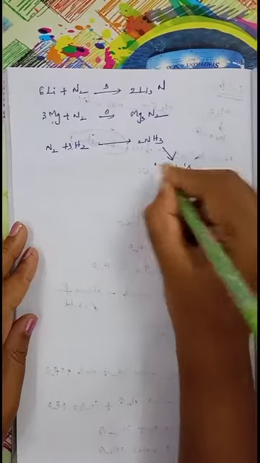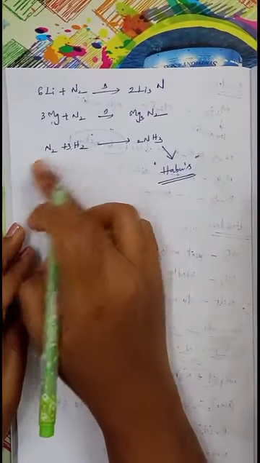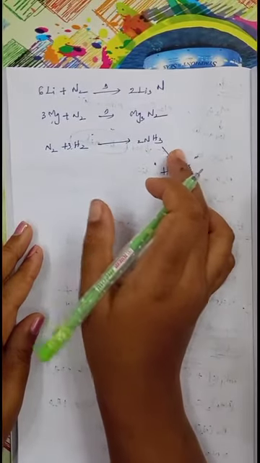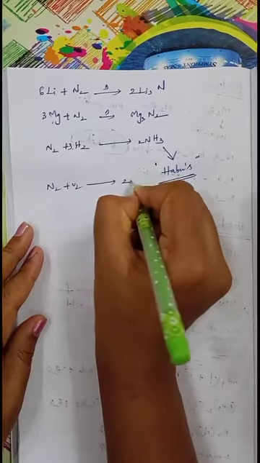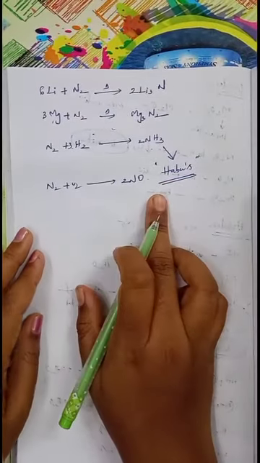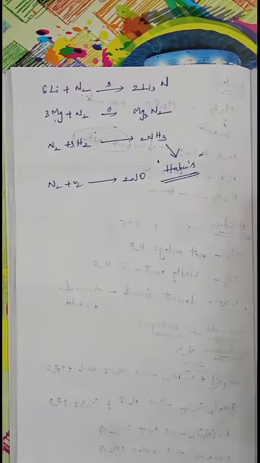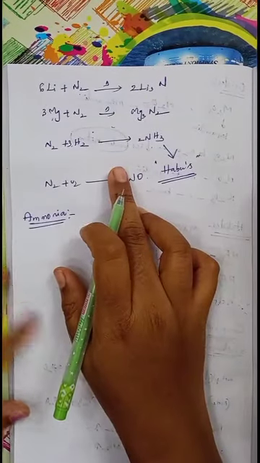So in this Haber's process we can prepare ammonia by taking nitrogen and hydrogen gas. When these two undergo reaction, it can be converted into ammonia gas. Next, nitrogen when reacting with oxygen releases 2NO, nitrogen monoxide or nitric oxide. So that is about the first compound of nitrogen, which is known as dinitrogen.